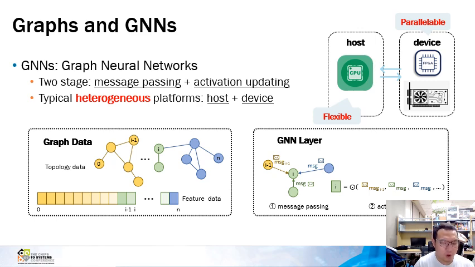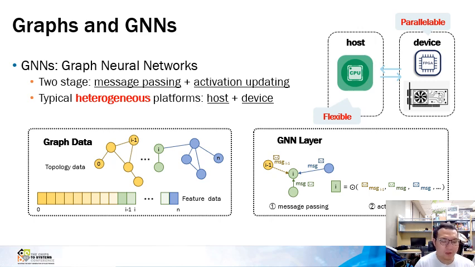Message passing is where each node in the graph sends information or messages to its neighboring nodes. During the activation updating stage, once a node has received messages from its neighbors, it processes these messages to update its own state and activation.